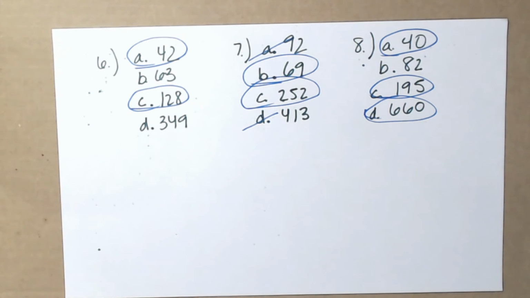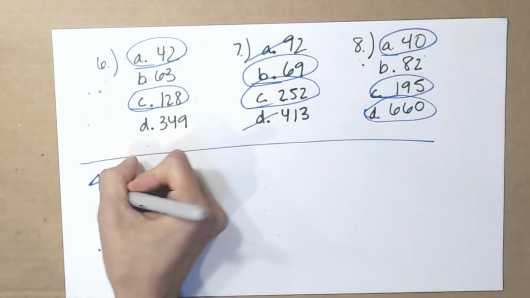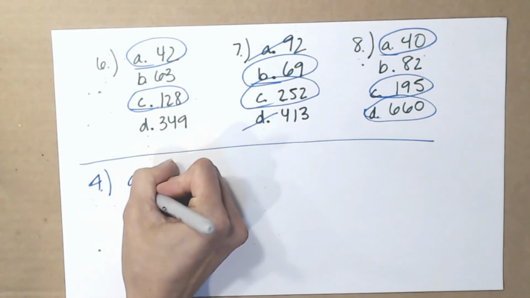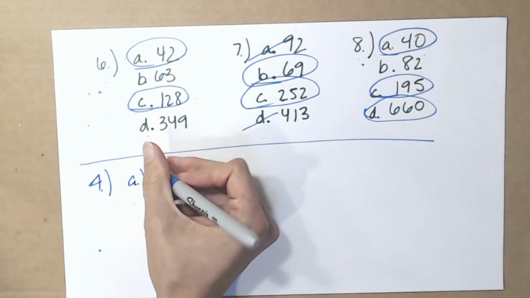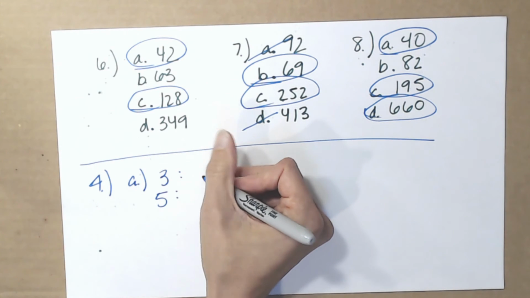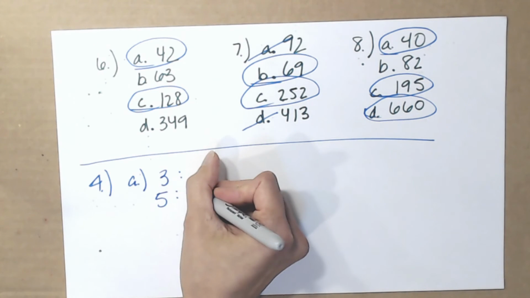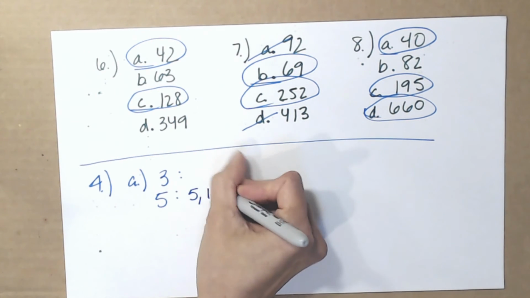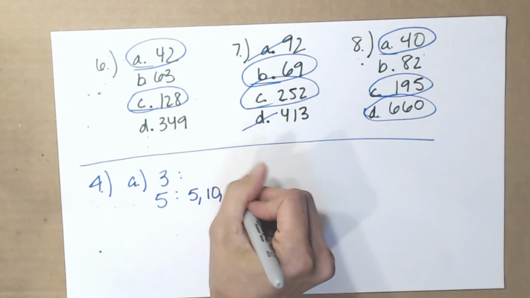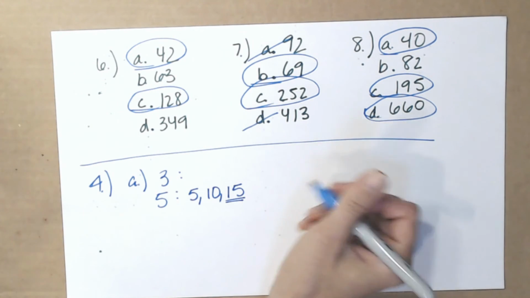All right, we need to go back to number 4. Number 4, find the lowest common multiples of each. So 4A, 3 and 5. What we want to do is list the multiples of each until we find one in common. What I like to do is start with the higher number, because sometimes when I do that, I will recognize when one is also a multiple of the smaller number. And when I count by 5s, 5, 10, 15, I get to 15, I know that is a multiple of 3. So that's my answer.